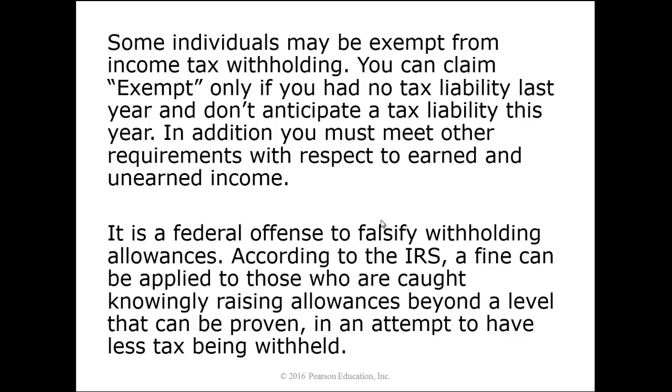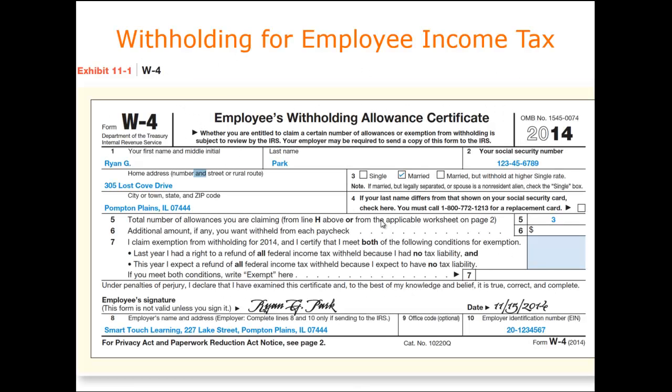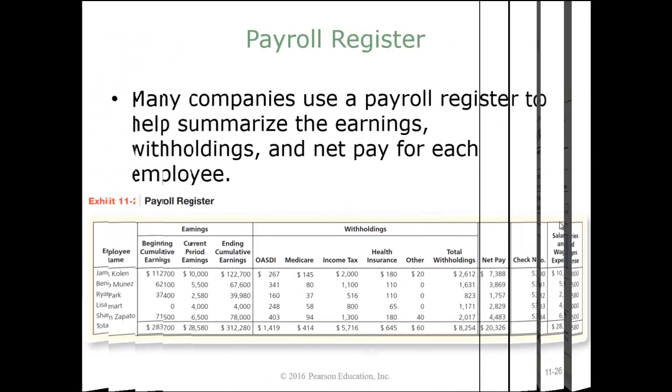Once again, it's a federal offense to falsify withholding allowances. That's what a W-4 looks like. This is something you fill out at work when you first start a job and they're trying to determine how much to have withheld. The larger the number of allowances here, the less is withheld from your check. You might end up having a balance due. If this number is smaller, they're going to withhold more from each paycheck, and at the end of the year you might get a bigger refund.